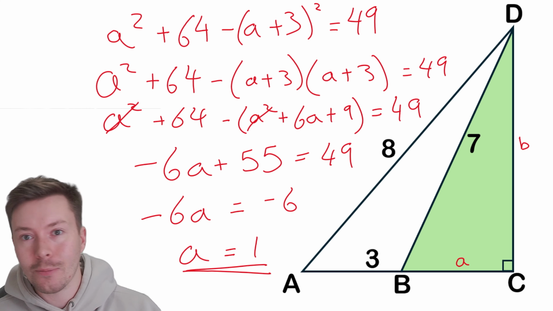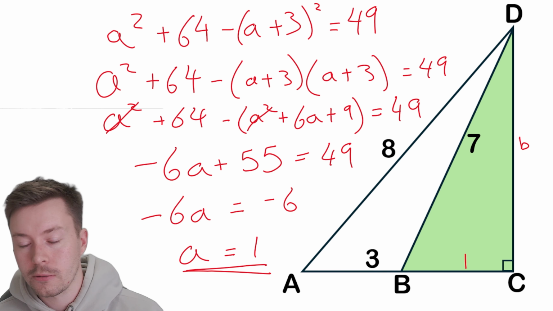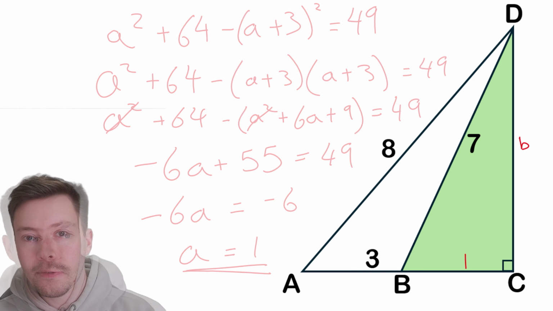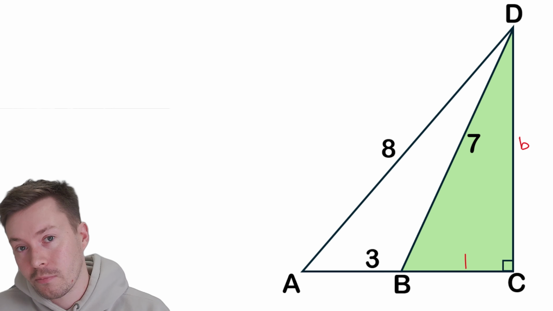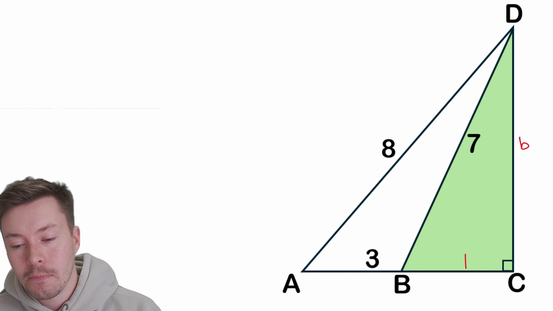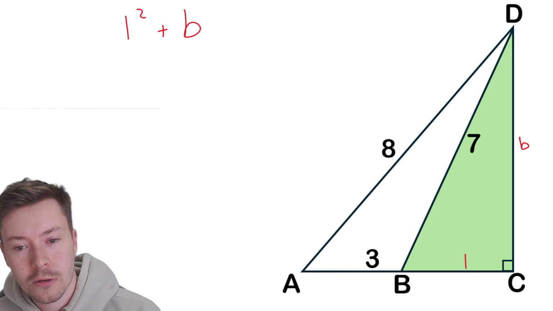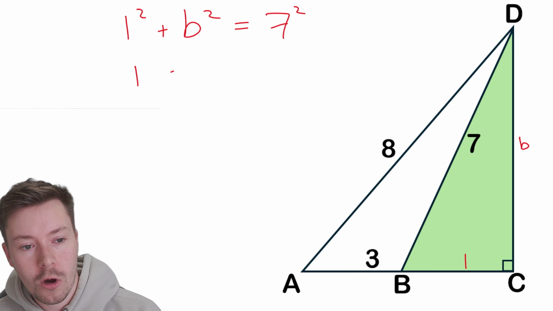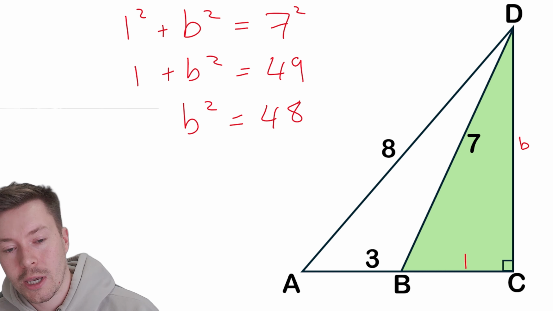Okay, so that's the first thing. I'm going to replace that now on my diagram, so replace the a for 1. Now I'm going to tidy all of this up again, and then we're going to find b. To find b, we're just going to use simple Pythagoras, and you could reuse that first equation we had, which is essentially what I'm going to do. So by Pythagoras, 1 squared plus b squared is equal to 7 squared, which is 49. So we get 1 plus b squared is equal to 49, so b squared is equal to 48.